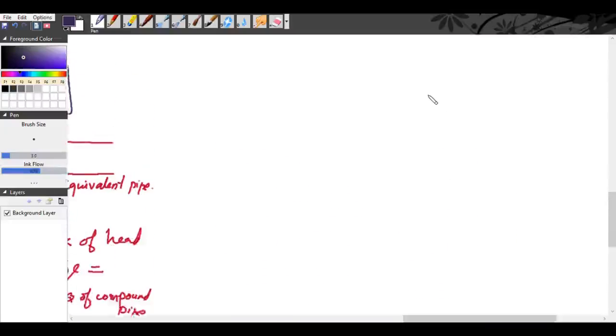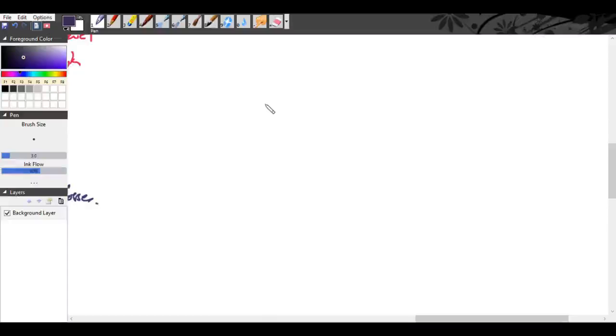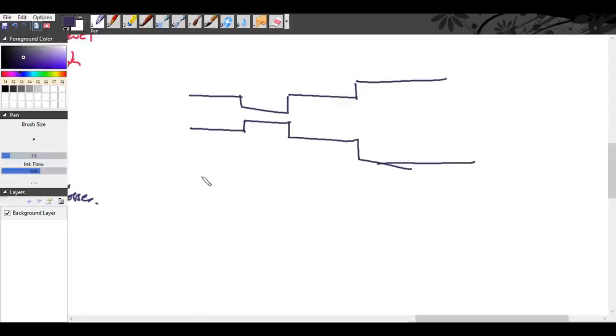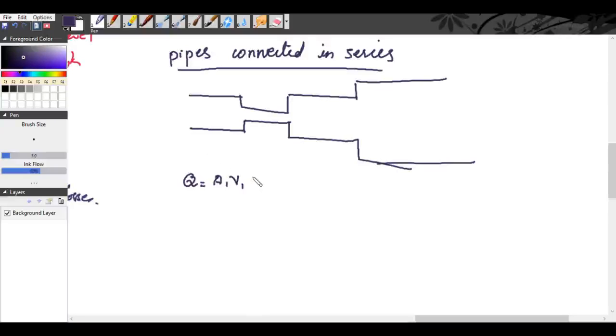So, now, if the pipes are connected in series, we saw the Q will be same, right? For pipes connected in series, Q will be equal to A1 V1, that will be equal to A2 V2, will be equal to A3 V3, will be equal to A4 V4. So we have 4 pipes here, 1, 2, 3, 4.